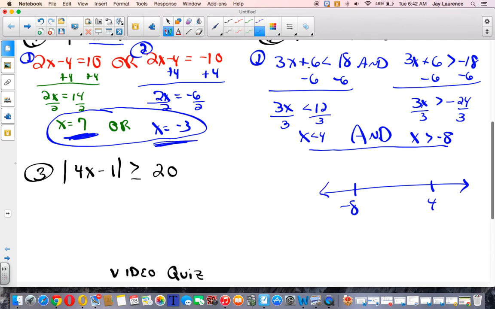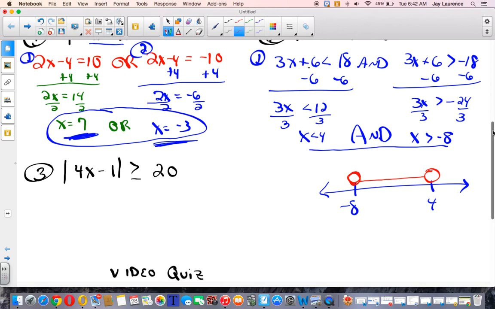Okay? Will my points be open points or closed? You should know this by now. You should have known this coming into me. They're open points because they're not equal to. Yeah, I didn't say the word equal. Remember, I accidentally put the equal in and I had to erase it. It would have changed my answer. Now, where are all the numbers that are less than 4 and greater than negative 8? Well, they're all right here. And that's what your graph looks like.